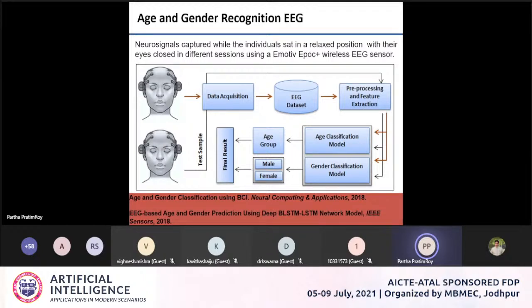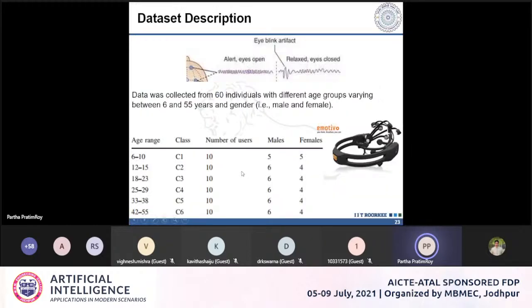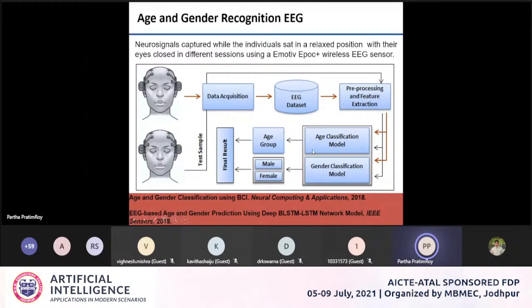This will take the input as features, and then this will be modeled for classifying what the age group is, which one out of the 6 age groups, and whether the gender is male or female.